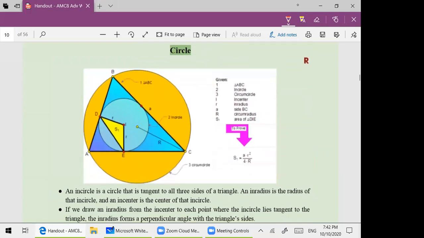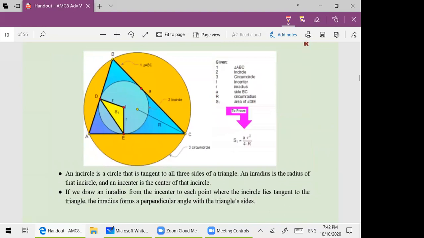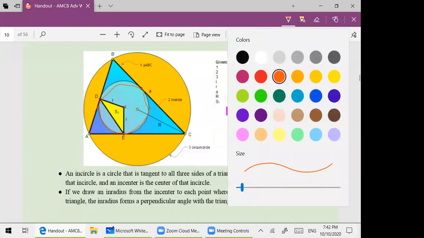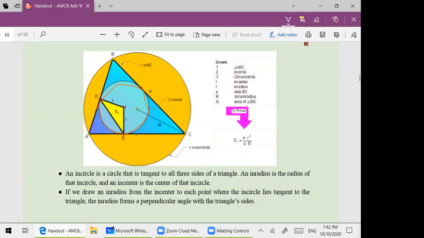Okay, now for circles. These are for triangles. So an incircle is the circle that is tangent to all three sides of the triangle. And the center of it is the incenter. Now the circumcircle is a circle that goes through the 3 points that are the triangle's vertices. And its center is just called the circumcenter.